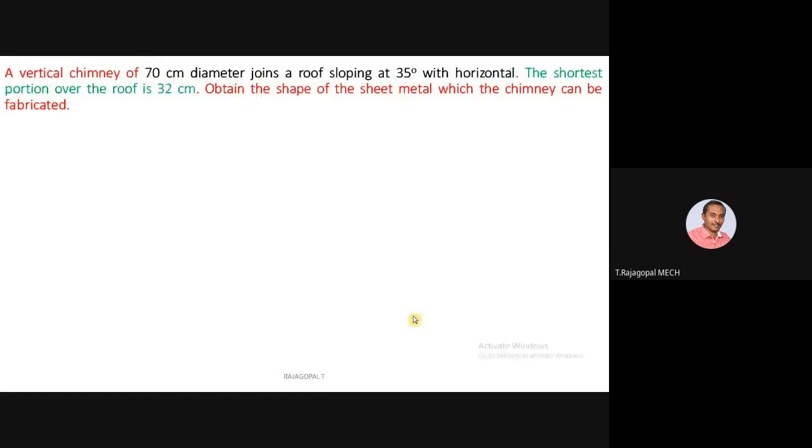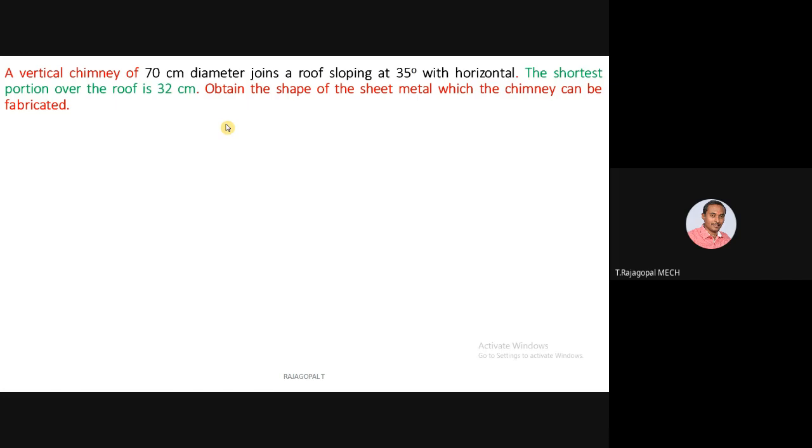So see, can any one of you say what this question is all about? A vertical chimney of 70 centimeter, not mm, 70 centimeter diameter joins a roof sloping at 35° with horizontal. The shortest portion over the roof is 32 centimeter. Draw the shape of the sheet metal from which the chimney can be fabricated. In engineering practice laboratory, especially in the sheet metal section, you may come across preparing a funnel. If you did the exercise, you may come across this kind of sheet metal question.